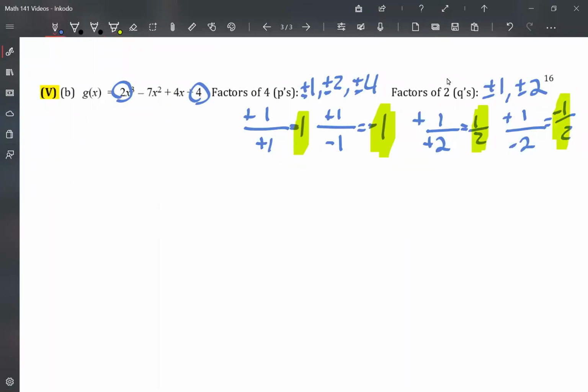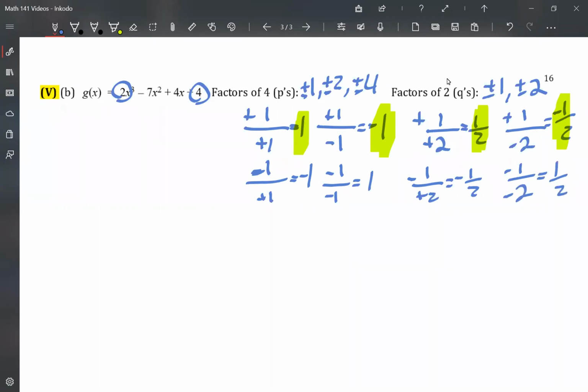And we're going to do the same thing with all of the other ones. But this time we'll do negative 1. The negative 1 is our p value we're going to choose. And again, going to run it through all 4 q values. Positive 1, which is negative 1. Negative 1 over negative 1, which is positive 1. Negative 1 over positive 2, which is negative 1/2. And negative 1 over negative 2, which is positive 1/2.